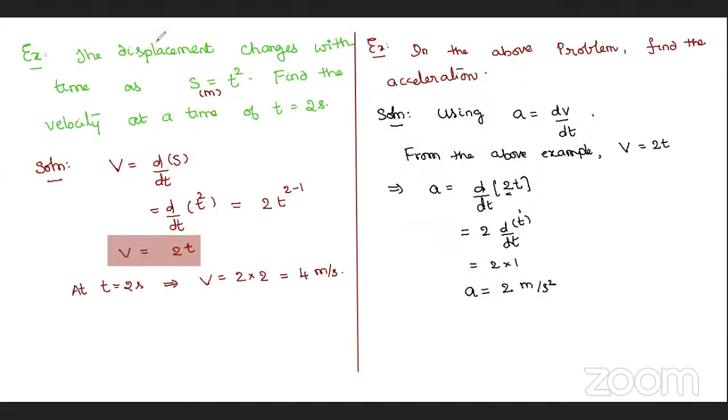That's my next question. Is it constant acceleration or variable acceleration? Constant acceleration you got here. Here it is a constant, meaning this is exactly in the form of s equals ut plus half at square.